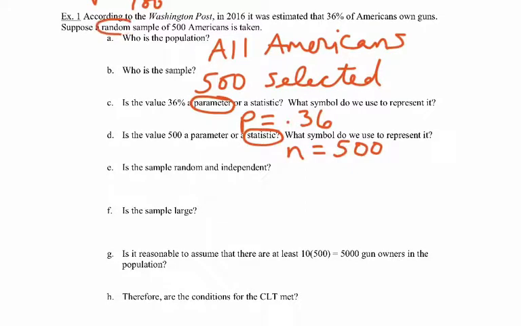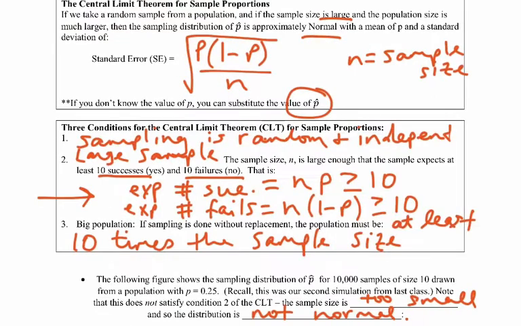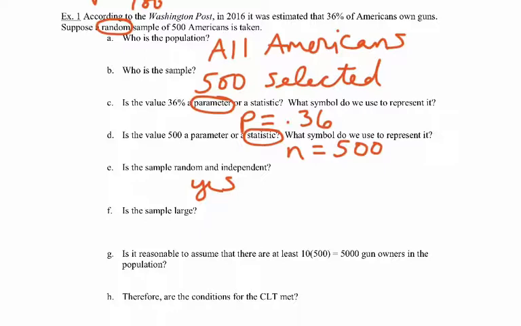Is the sample random and independent? As long as they put the word random in the question, we're okay to assume that. Independent as well. So we'll say yes. Is the sample large? What they're guiding you through here are these three conditions to apply the central limit theorem. How large does the sample need to be? It needs to be large enough to expect at least 10 successes and 10 failures.